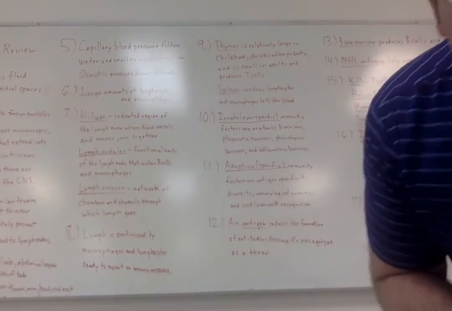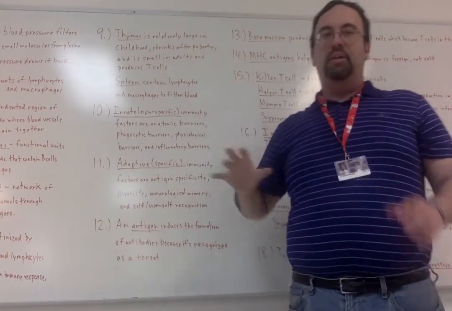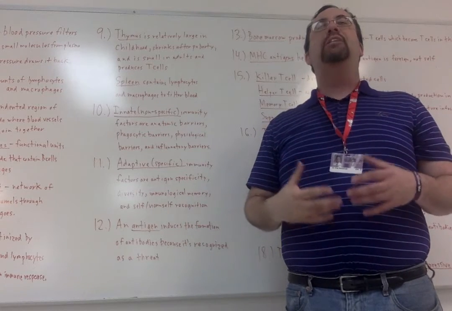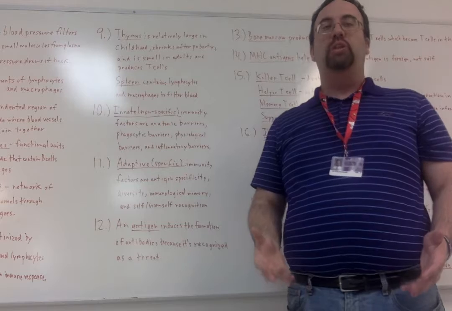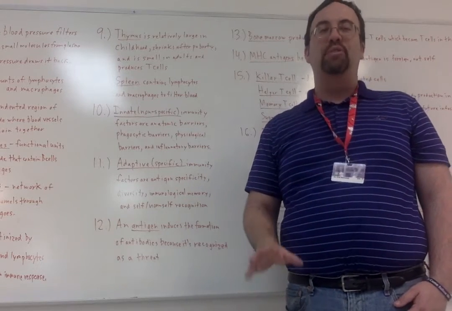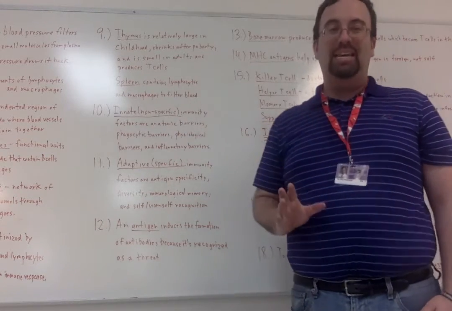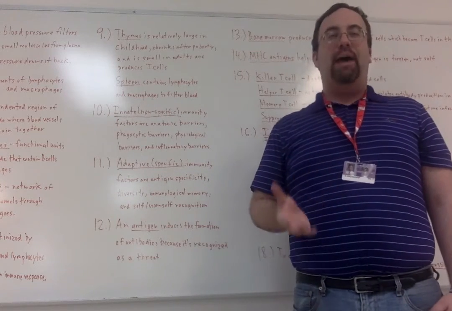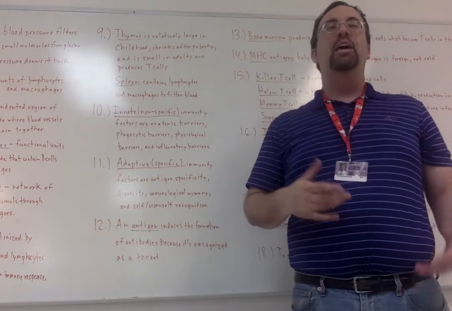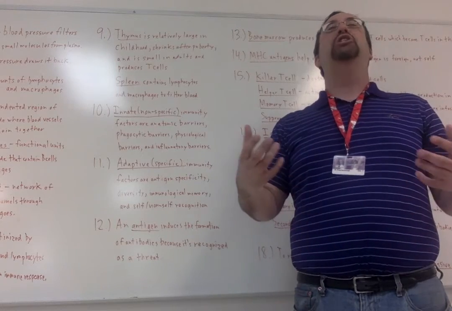All right, we're going to talk about two organs. We're going to talk about the thymus. The thymus is relatively large in childhood. It shrinks during puberty and is in fact very small in adults. The thymus's main purpose is to produce T cells. So remember, the T in T cells stands for thymus. The spleen contains lymphocytes and macrophages that help to filter blood. So the spleen is sort of a specialized lymph node that instead of scrutinizing lymph, it's actually scrutinizing your blood.